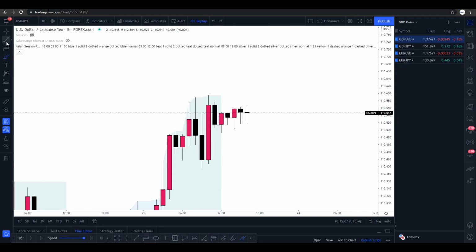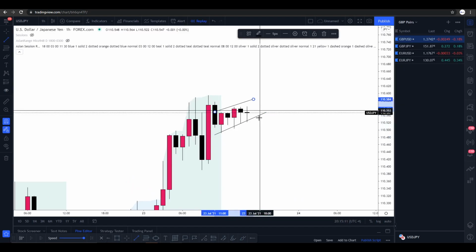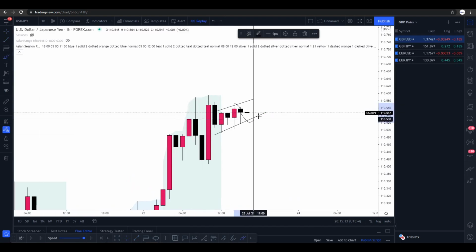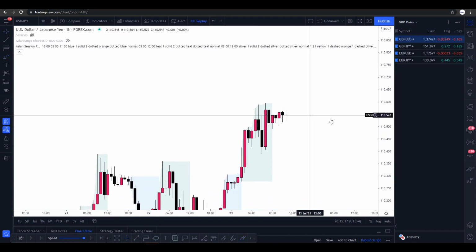But what else does that tell us, institutional traders? That tells us that there's liquidity resting at the high and the low, and most likely we're going to take out the liquidity and then reverse towards the upside. So that's just understanding the orders.